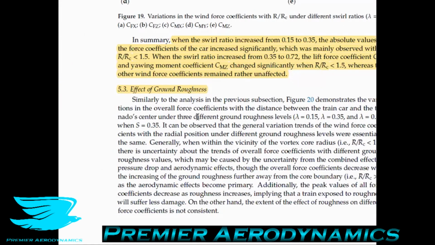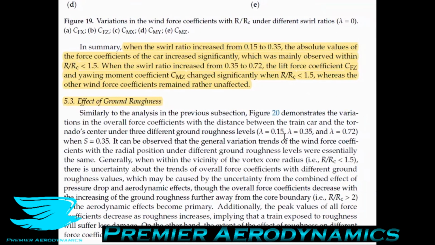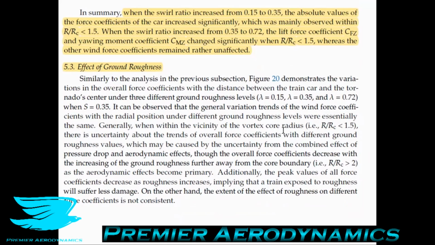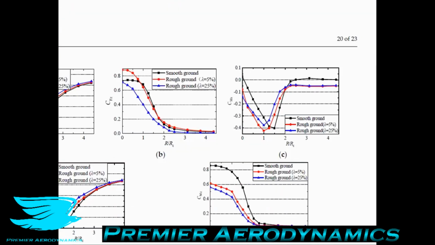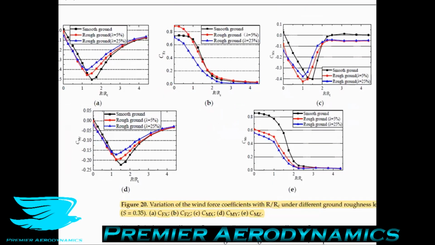So the swell ratio does have an effect to some extent, but not nearly as much as you might think. In addition to that, they looked at the effects of the ground roughness. As I mentioned at the start of this podcast and the last podcast, the ground roughness was achieved by making these little cubes that they put all around on the ground.